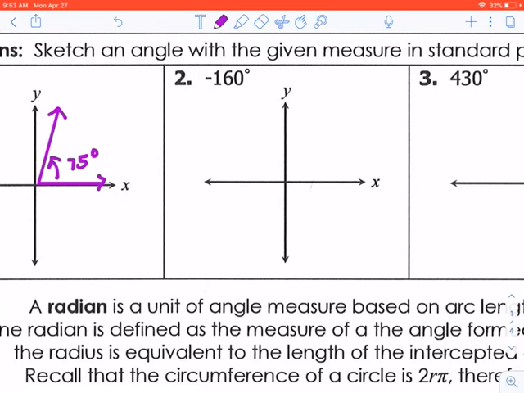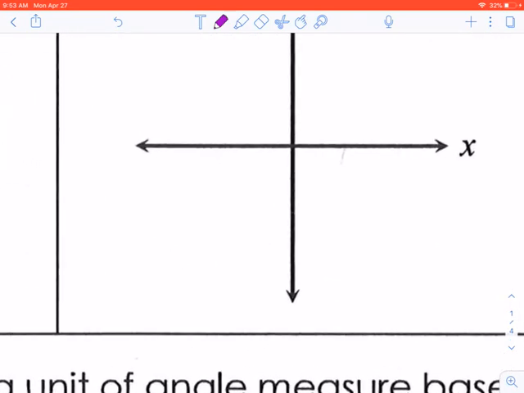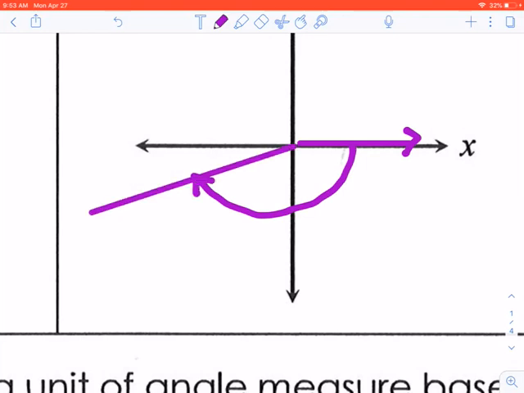Now we have negative 160, so we're going to go in the opposite direction. I still start here. I always start with my initial side on that positive x-axis. Since we are going to be negative 160 degrees, I'm going to take my angle and open it down, or clockwise. I'm going to go down past the 90 and almost up to the negative 180 degrees, and so this angle here is negative 160 degrees.